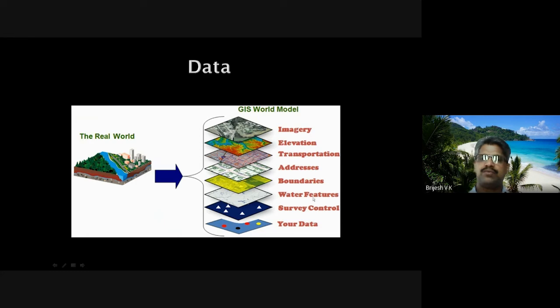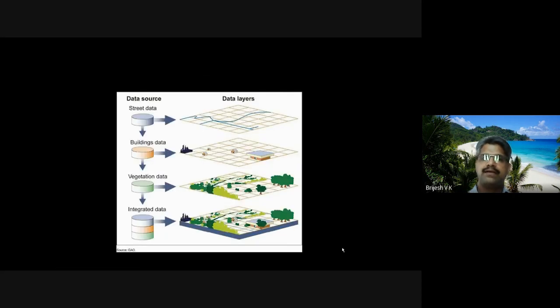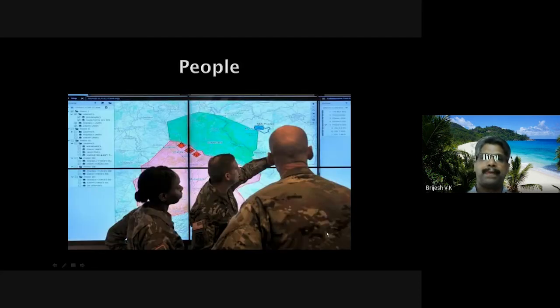In the GIS world model, we have got layers of data one over the other. So the different data sets we will be working with can be considered as different layers of data. Yet another example: the real world data will be brought in by combining the street data, the buildings data, the vegetation data, and when we integrate all those together, we are getting the real world data. So these are all different data sets.